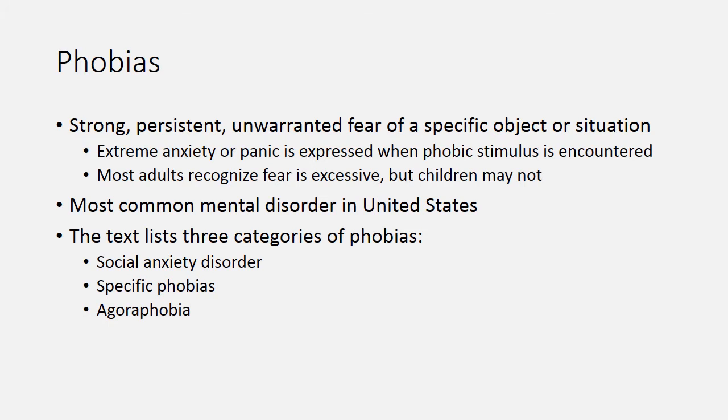Now let's start looking at the specific diagnoses, starting with phobias. They're characterized by strong, persistent, unwarranted fears of a specific object or situation. There's extreme anxiety or panic expressed when the phobic stimulus is encountered. And most adults recognize the fear is excessive, but children may not. Phobias are the most common mental disorder in the United States, and the text lists three categories of phobias: social anxiety disorder, specific phobias, and agoraphobia.